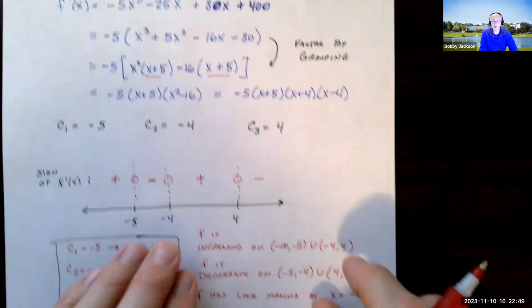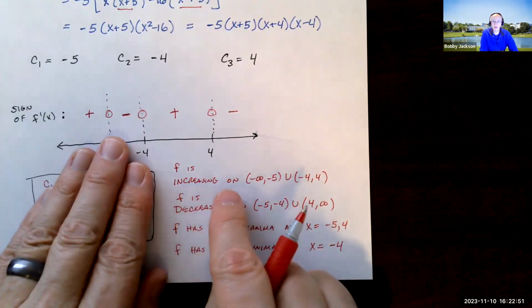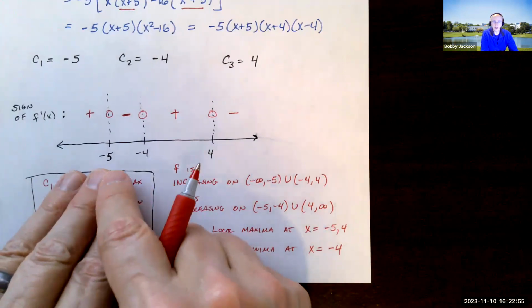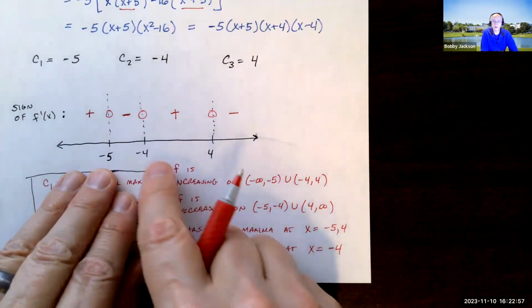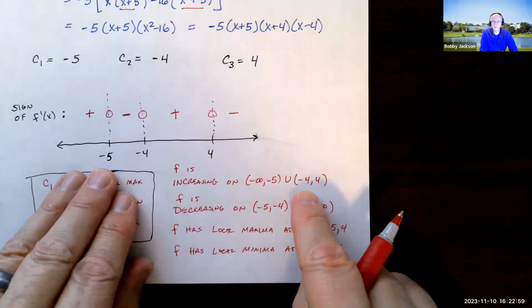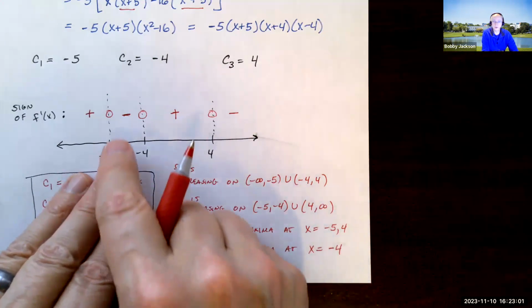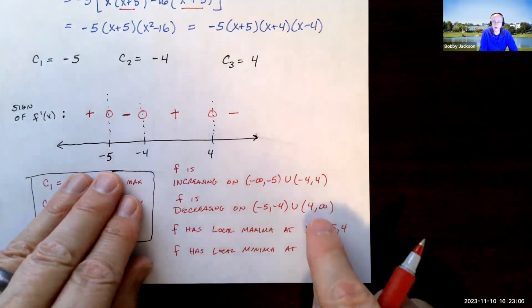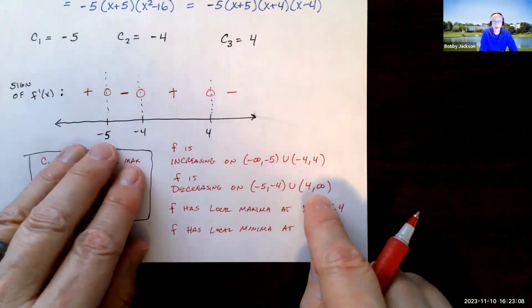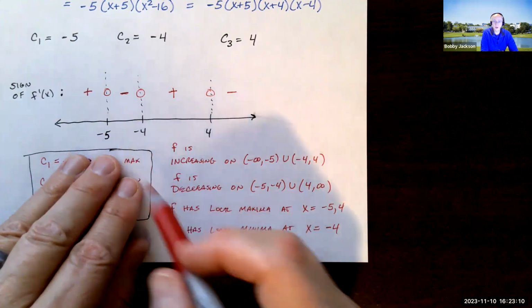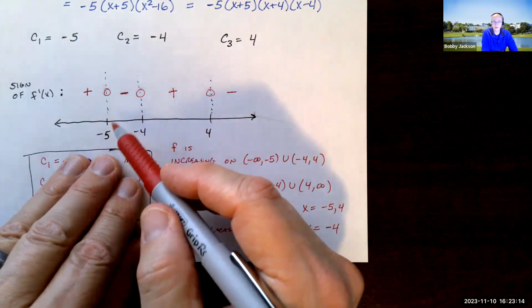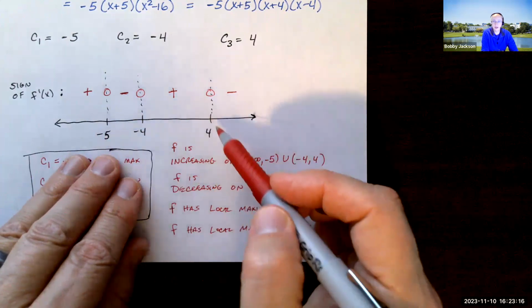But this tells me now what? The function is increasing where and what? The derivative is positive. So on the intervals, everything less than -5, everything between -4 and 4. F is decreasing where the derivative is negative. So between -5 and -4, and everything greater than 4. And then by the first derivative test, we have a local maxima where what? The derivative changes from positive to negative. That's at -5 and at +4.